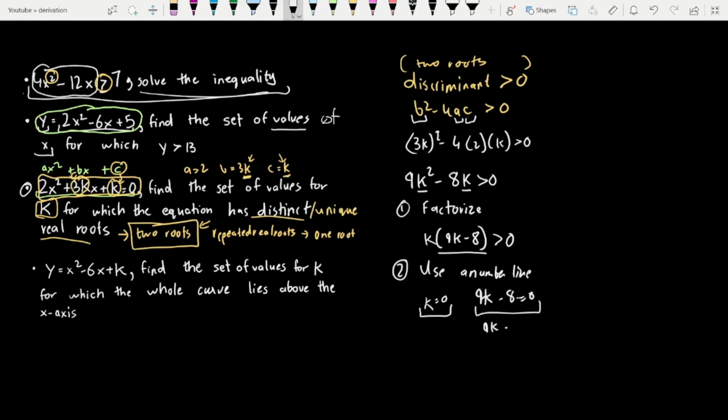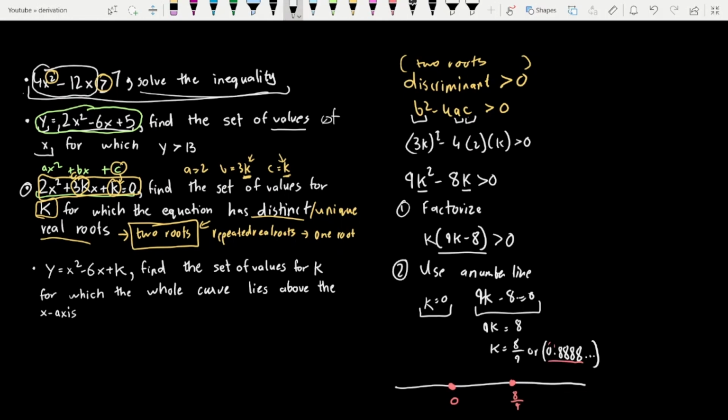Well, you can send the 8 over there, so you're going to get positive 8, and then it's going to be 8 by 9. In decimals, this is basically equal to 0.88888, and it just keeps on going. So you draw the number line, you put your 2 points on there. You put a point over here, you put a point over here, so this is going to be 0. This is going to be 8 by 9, which is basically equal to 0.888, a lot of 8s.